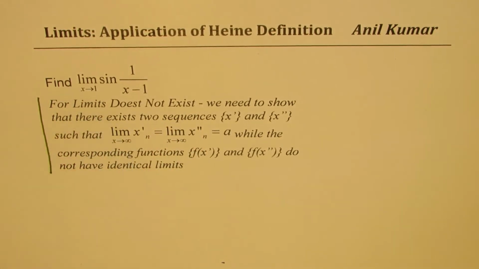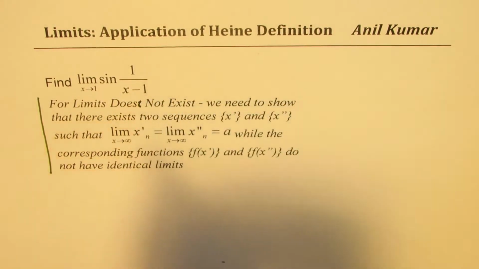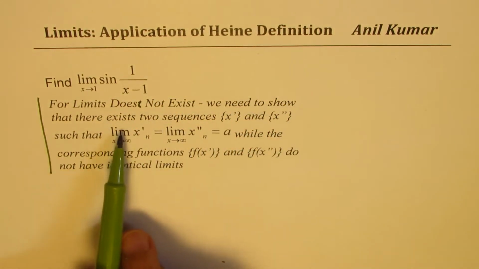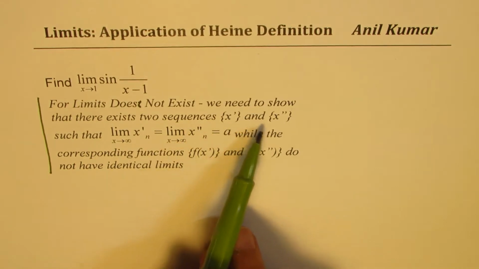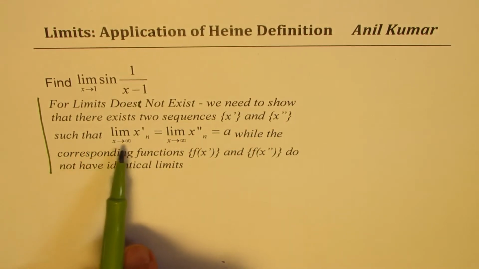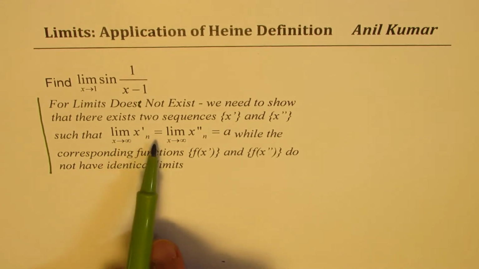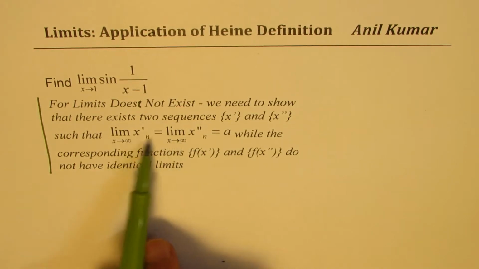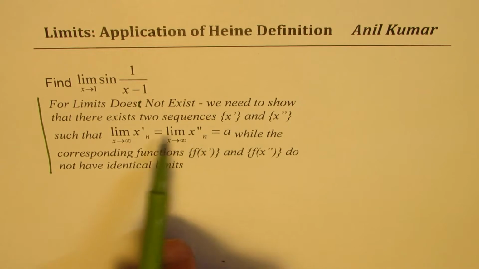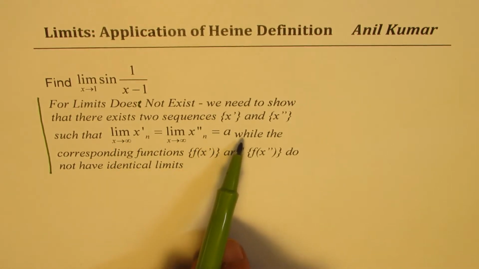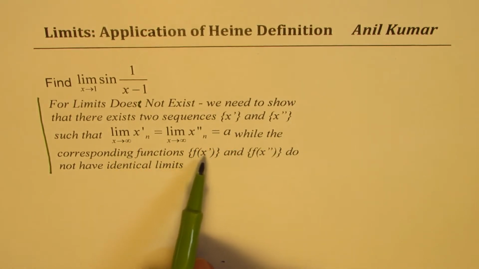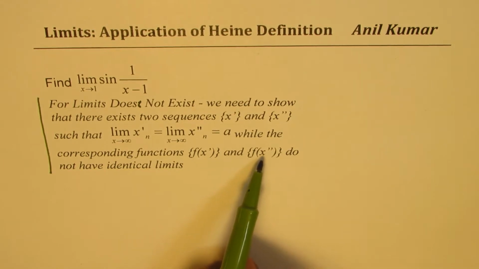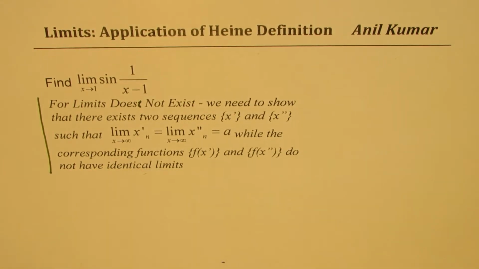For the limit to not exist, we need to show that there exist two sequences, x prime and x double prime, such that the limit of x prime when n approaches infinity is equal to the limit of x double prime when n approaches infinity, and both are the same, a. Do you understand? Both these limits are the same. While the corresponding functions f(x prime) and f(x double prime) do not have identical limits, right? So that is the postulate which we have.